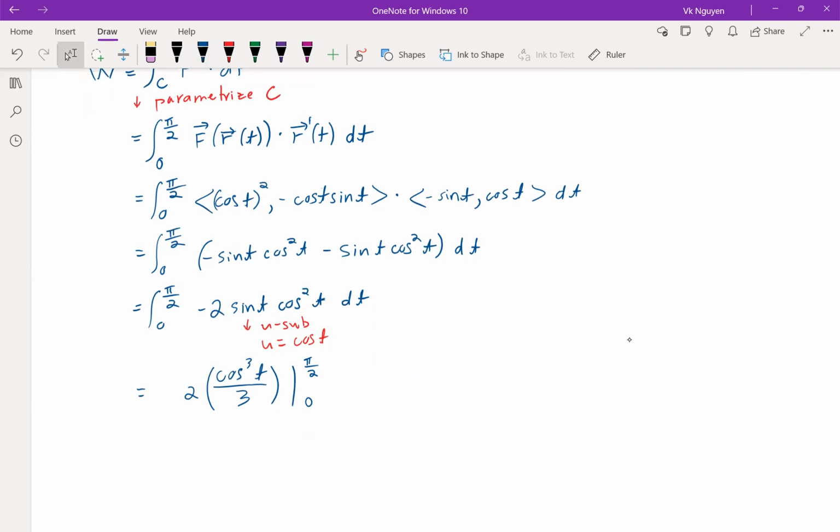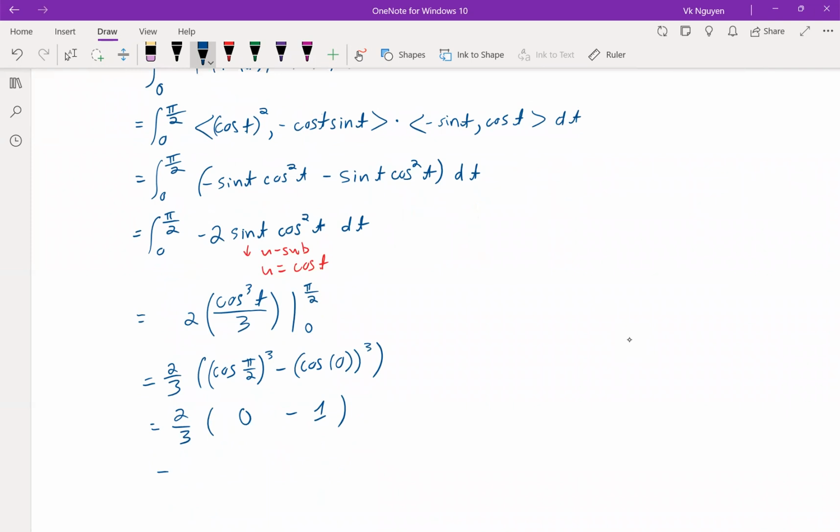Okay, what do we have here? The answer is supposed to be negative. I guess it goes again, but then you see 2/3 times cosine pi/2 to the power 3 minus cosine 0 to the power 3. Okay. 2/3. Cosine pi/2 is 0, minus 1. So the answer here is negative 2/3.